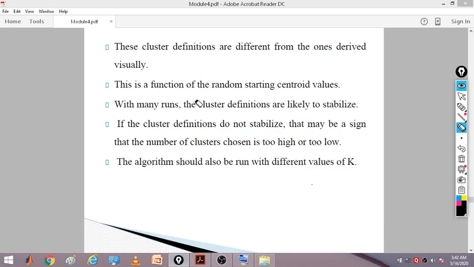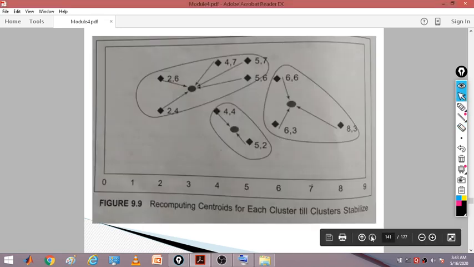This is a function of random starting centroid values. So with many runs, if you are not satisfied with the 3 clusters we have obtained, you can again repeat it with other centroid points and other cluster groups. After many runs we'll always get a stabilized cluster, which shows similarity between the data points within the intra-cluster, and inter-cluster distances are always maximized. If the cluster definitions do not stabilize, again you have to repeat the process. If you are not satisfied, you have to recompute the center of the cluster till you are stabilized with that.